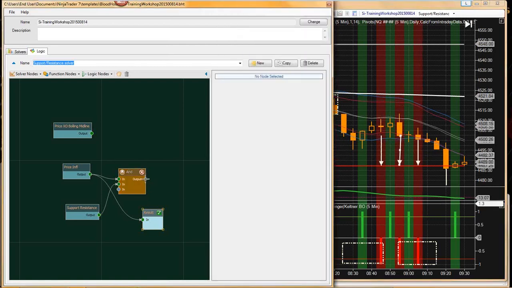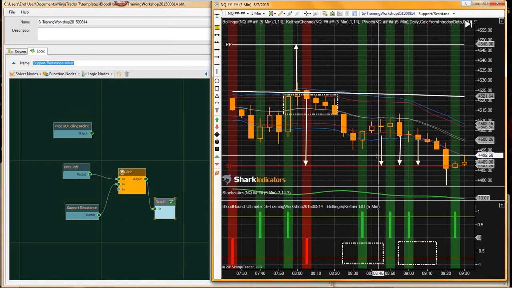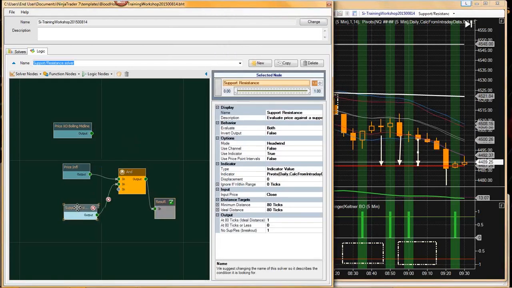So now let's take a look at the AND node where the signals are filtered out. Now we can see those short signals got filtered out and removed because price is too close to the S1 line to take a trade into it. All right, so that in a sense is headwind mode. There is one more section here.